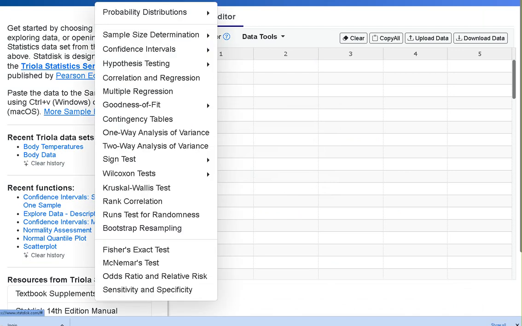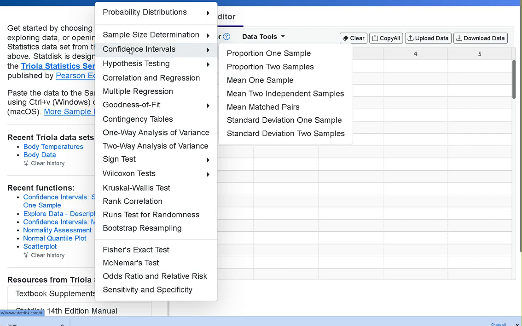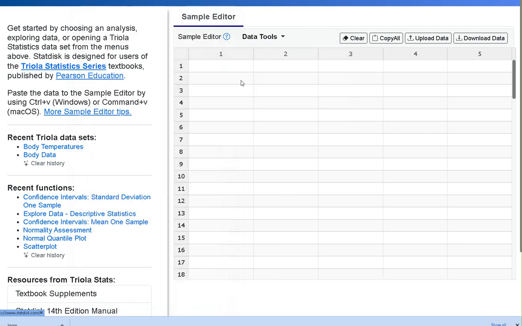Go to Analysis. Is there anything from the Analysis menu that looks like it might be helpful? Confidence intervals. We don't want to do a one proportion confidence interval anymore. That was section 7.1. We're going to do a mean, one sample. Let's click that. That's underneath the Analysis menu, then Confidence Intervals, Mean One Sample.